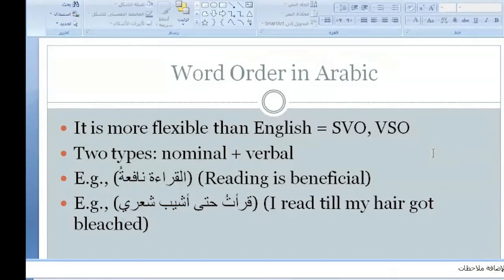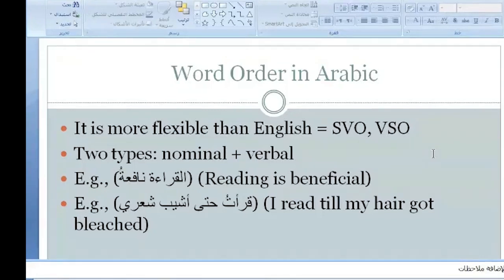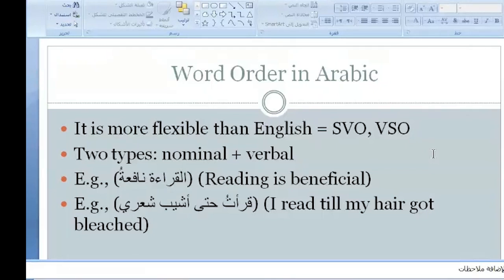مثال. The example says القراءة نافعة. قراءة مبتدأ ونافعة خبرها. ترجعون للكتاب مالتي تلقون اكو تفصيل على المبتدأ والخبر، خصوصا على الخبر. شنو نوع الخبر؟ أحيانا يتقدم الخبر وجوبا وأحيانا لا جوازا optional. يعني القضية كيف المتكلم كيف الكاتب. He is free to start with it or not.